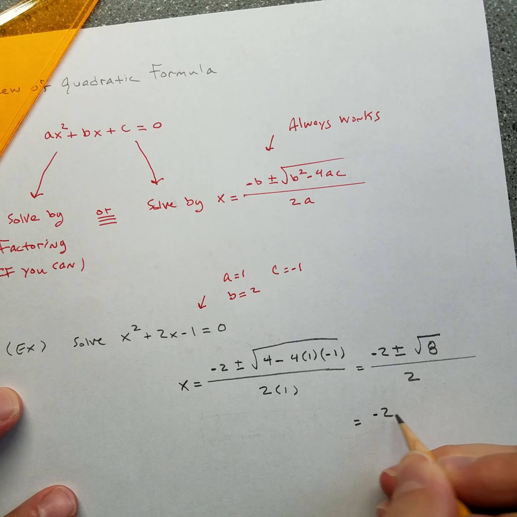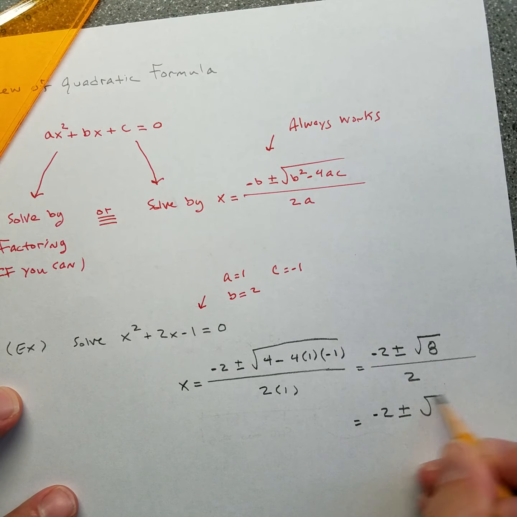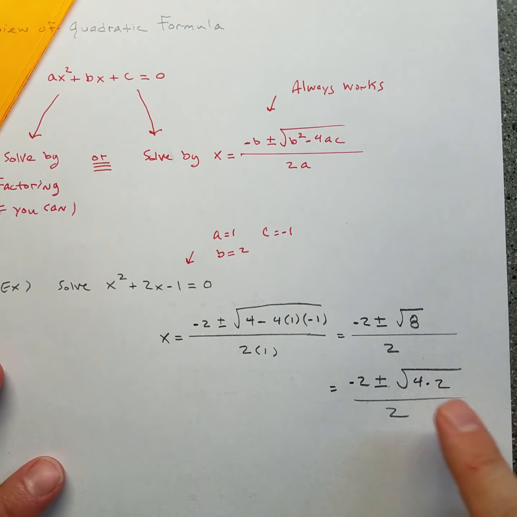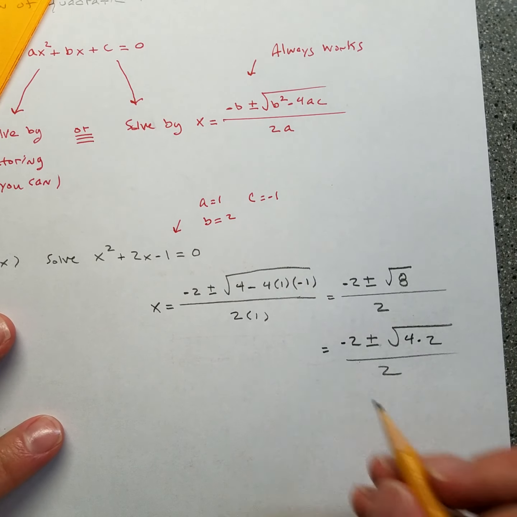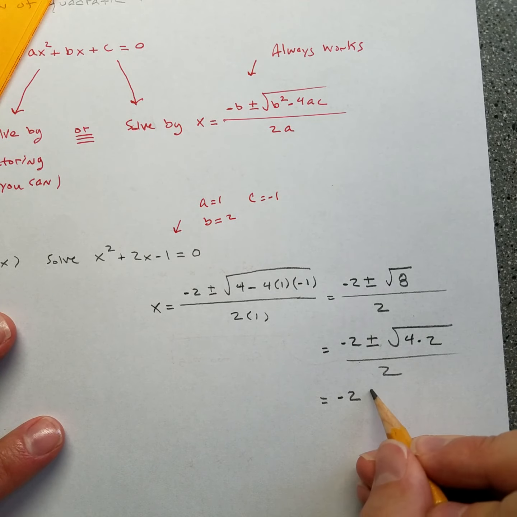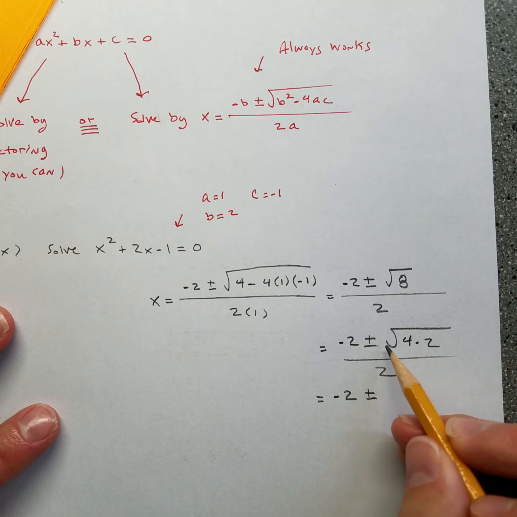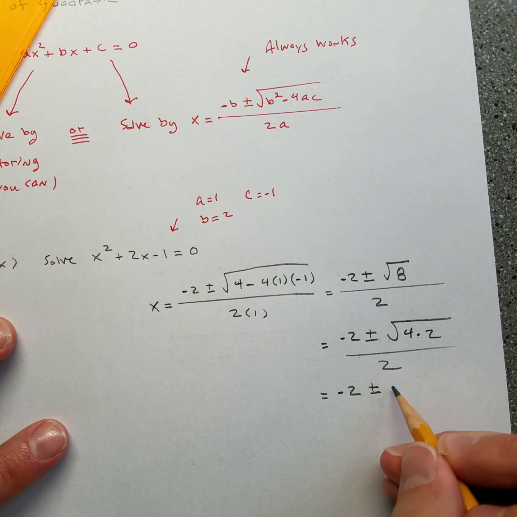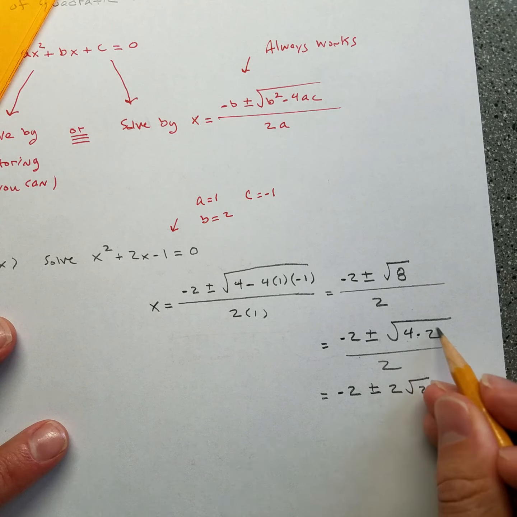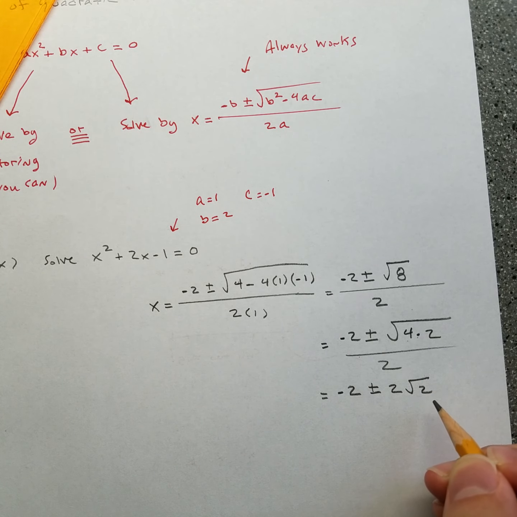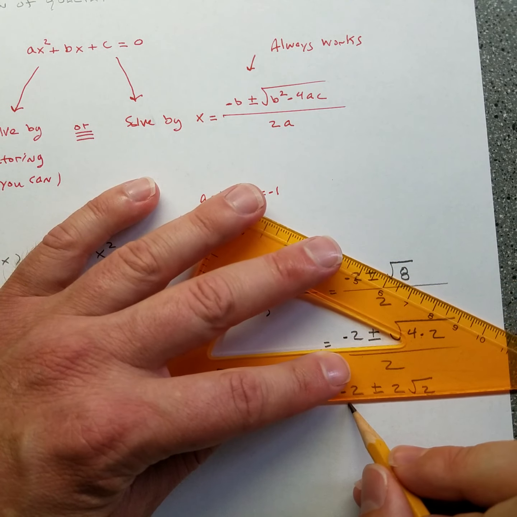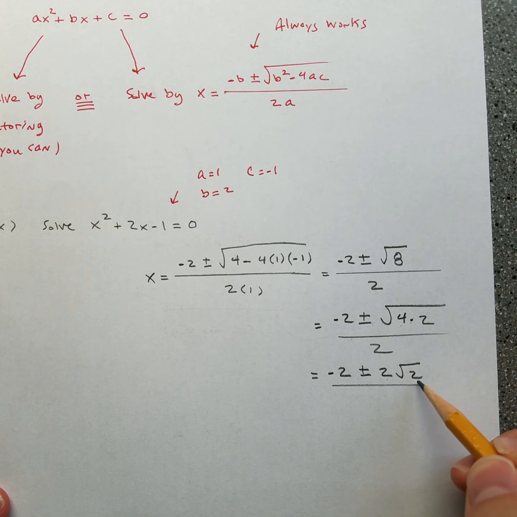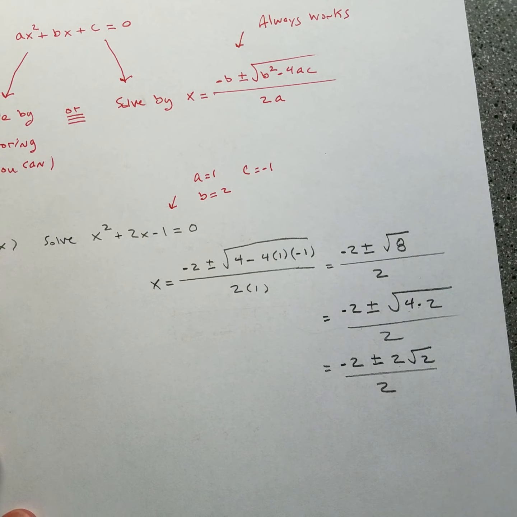But 8, being that it's not a perfect square, I do realize it's 4 times 2. And 4 is a perfect square. So here's how we reduce it. We say negative 2 plus or minus the square root of 4 individually times the square root of 2. The square root of 4 is 2. And the square root of 2, I don't know, I have to leave it like that. The square root of 2 is not some simple number. We would just say root 2. So we get it like this.